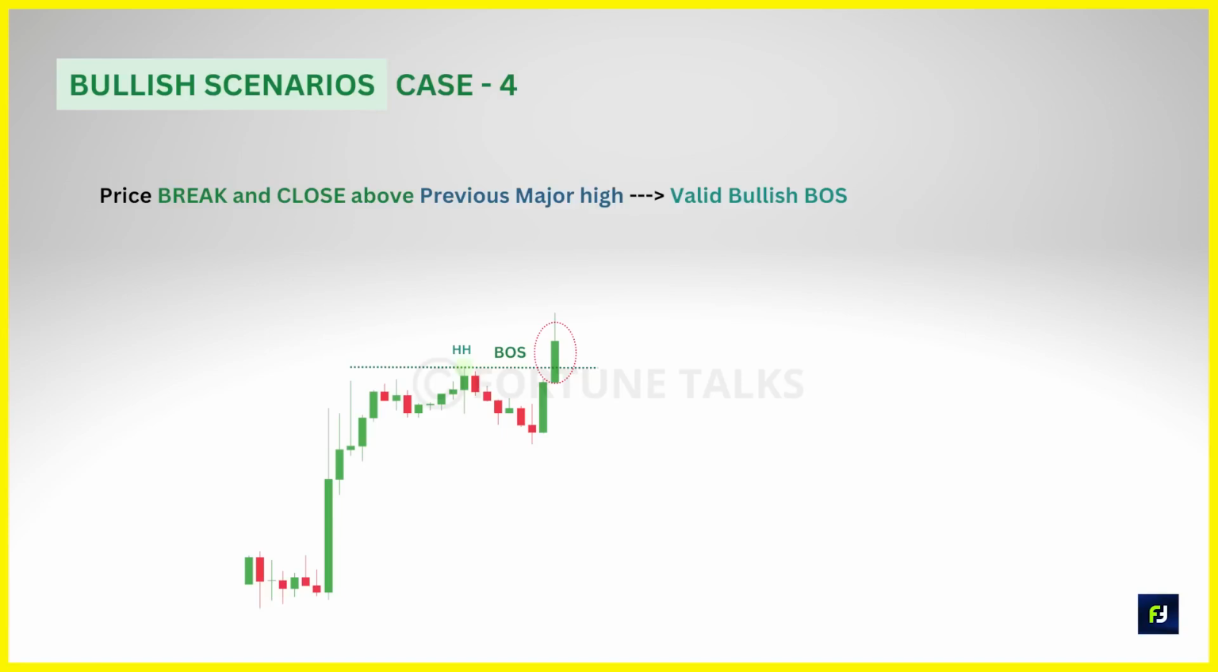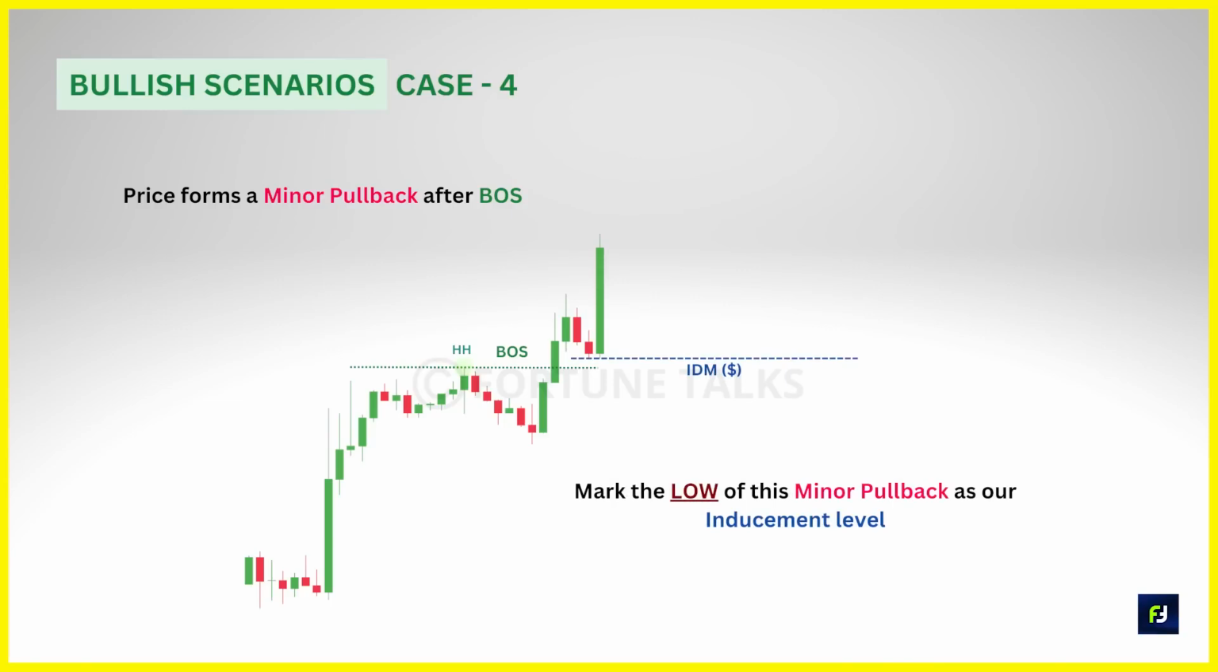Here the price gave a clean breakout above the previous higher high. So it is a valid bullish break of structure. Then the price moves higher and forms a minor pullback. So as per our rule, we will draw a line at the low of this pullback and mark it as our inducement. Now, did the price return to grab the liquidity?